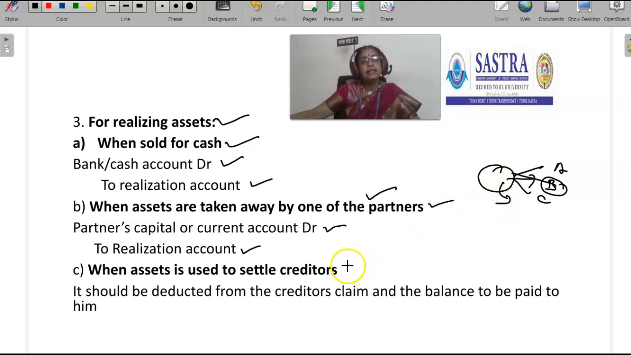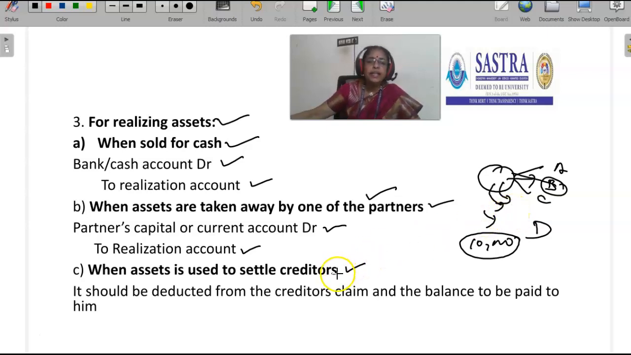Then, when assets are used to settle creditors, there is one creditor whose name is D. Okay. So, he has to be settled 10,000 rupees. Instead of giving cash, D may prefer to take some of the assets in the firm. From the firm, he wants to take some of the assets. Okay. So, in that case, what would be the entry?